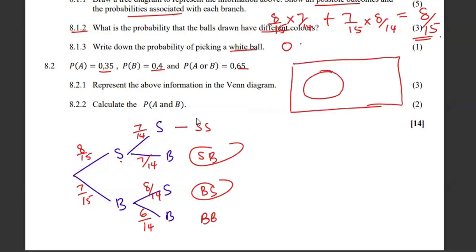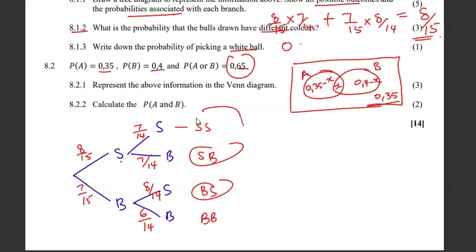Nice and easy. So we don't know what the intersection is. Okay, so I'll call it X. Then A is going to be 0.35 minus X. B is going to be a 0.4 minus X. But the total of all the circles is 0.65. So when I subtract from 1, I'm going to get a 0.35. Okay, something like that. So this is our Venn diagram.